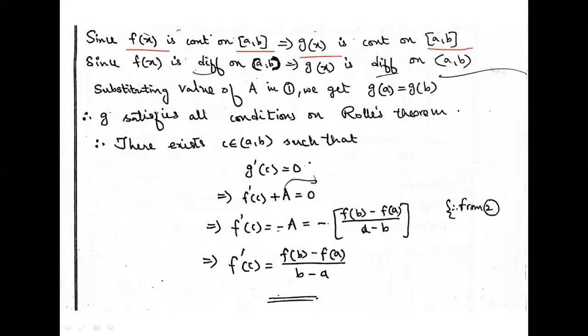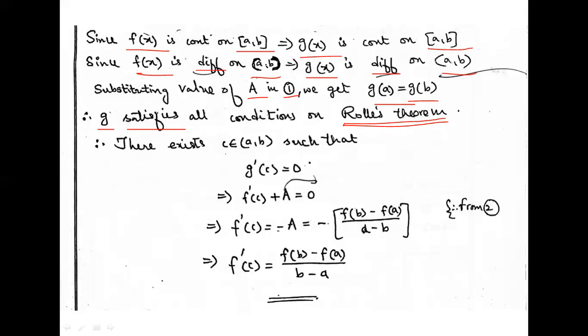Since f of x is also differentiable on the open interval a comma b, g of x is also differentiable on the open interval a comma b. Substituting the values of a in 1, we will get g of a is equal to g of b. So g is satisfying all the conditions of Rolle's theorem, the theorem we have learned just now.